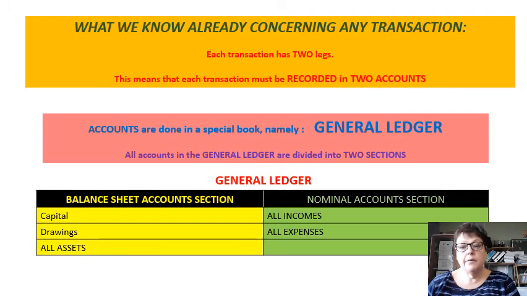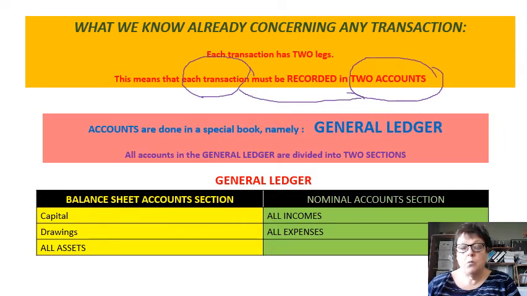We already know that for any transaction, that transaction has two legs. Remember, that means that each transaction will be recorded into two accounts. It's important that you remember this. Each one must be recorded in two accounts. So whatever you do, if you have to write in one account, you need to write in another account as well. Now, where do we write?